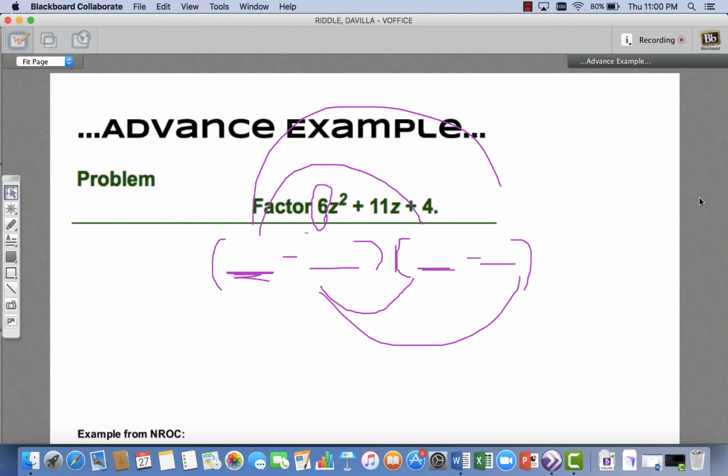So 6z squared when multiplied together. But you also want those two numbers to equal 11z when added to two different numbers from the factors of 4, and the factors of 4 must equal 4 when multiplied together. So it's a bit tricky.